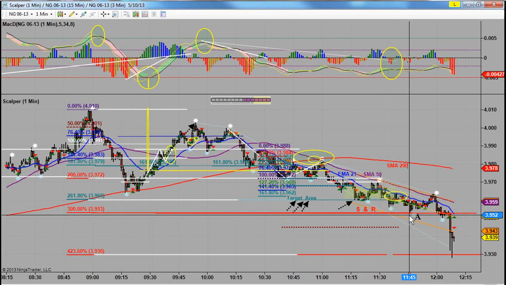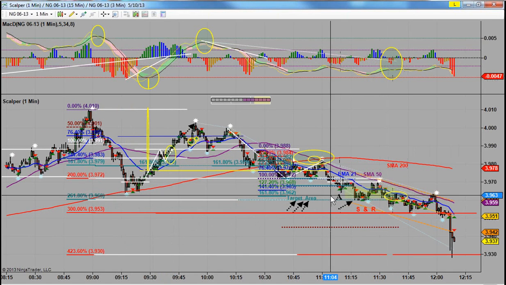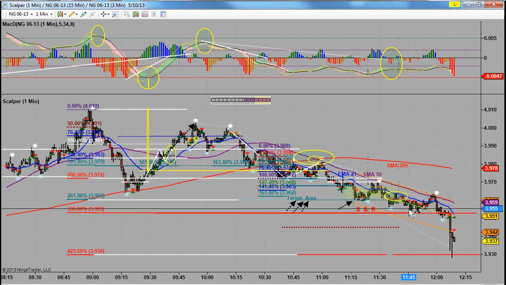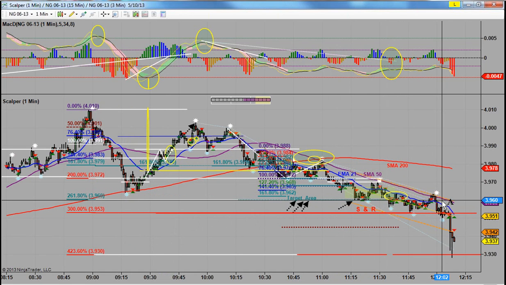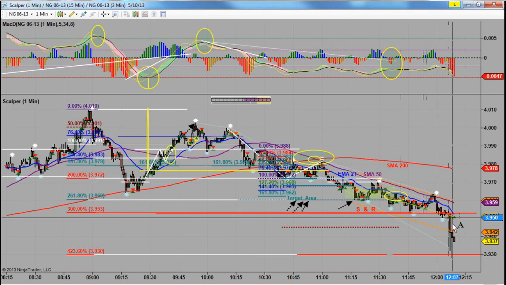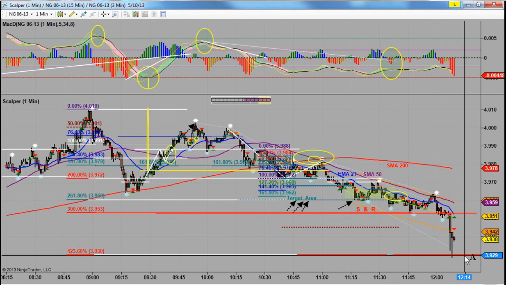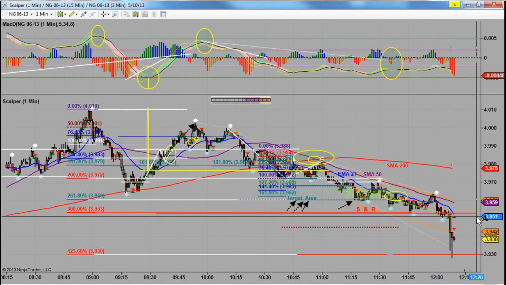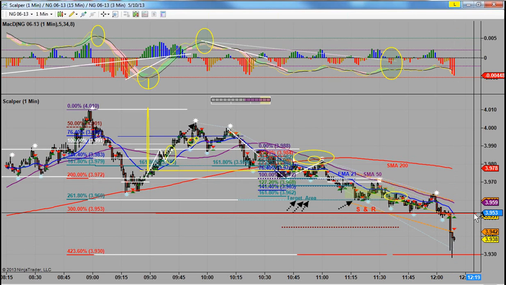So this here was support, but so was this one. This here became resistance, and it breaks support. This here became resistance, goes to your next target, just like that. So we can analyze the poop out of this.